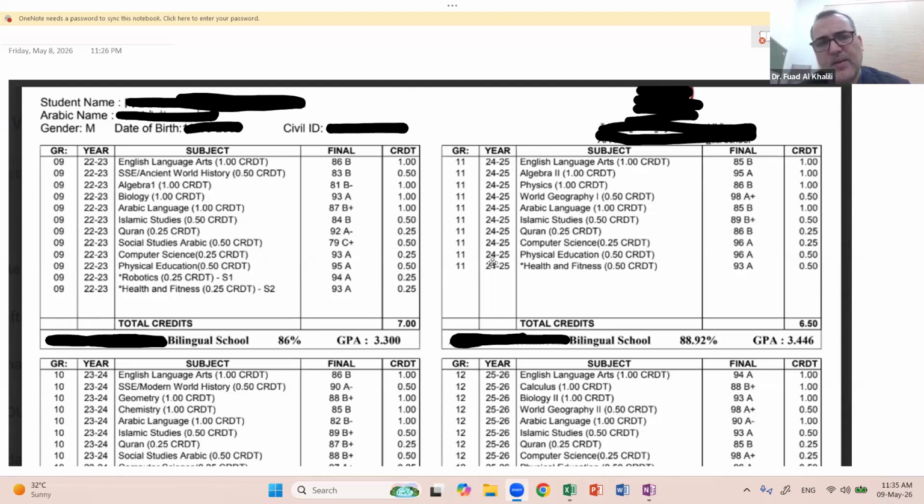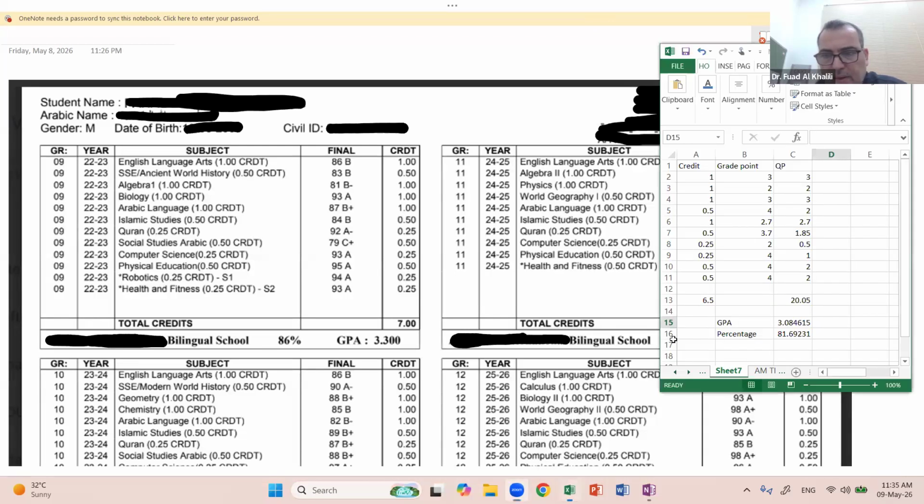Based on that, we calculate the GPA based on the following formula. We look at the GPA for every year and credit for every year. Then we multiply. We have the quality points for every year. Then after that, we add them and we divide over the total credits.